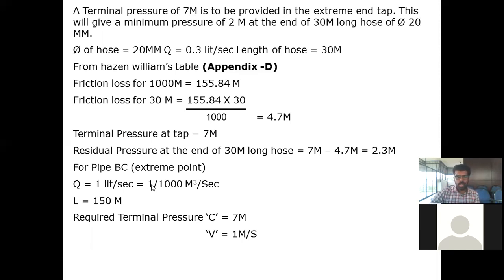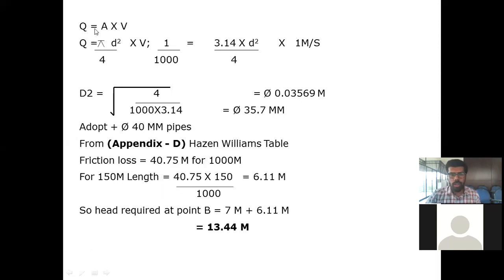And discharge is given as 1 liter per second, or we can write it as 1 by 1000 meter cube per second, because 1 meter cube is equal to 1000 liters. So let's see. You already know the formula Q is equal to A into V, and area is equal to pi by 4 d square. From there we can find the diameter. Q is equal to 1 by 1000 meter cube per second, into pi by 4, that is 3.14 divided by 4, into d square, into V. V is equal to 1 meter per second. From there you will get d as 35.7 mm.